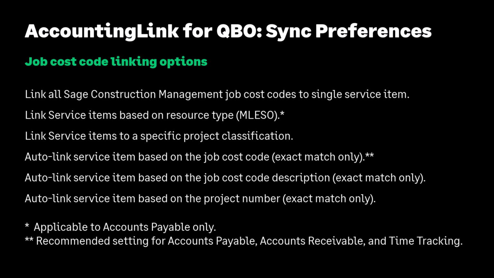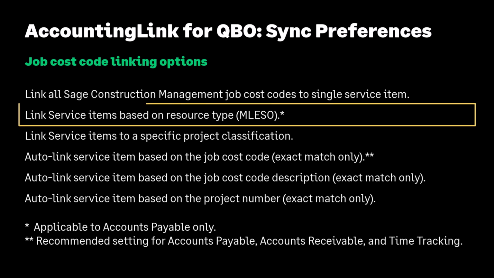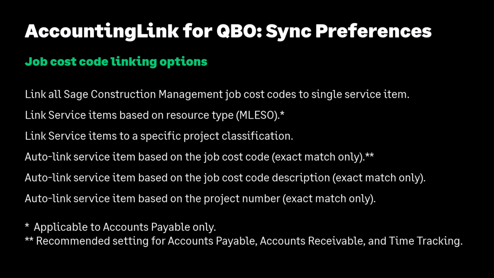Above that, another option is to link service items based on the resource type. Resource types are categories that are an additional level of detail or classification under job cost codes, namely materials, labor, equipment, subcontract, and other. This is a very popular method because only 5 GL accounts under cost of goods sold are required, and the information is summarized in a way that makes it easier to reconcile when you're trying to match total cost in CoreCon to total cost in QuickBooks Online.